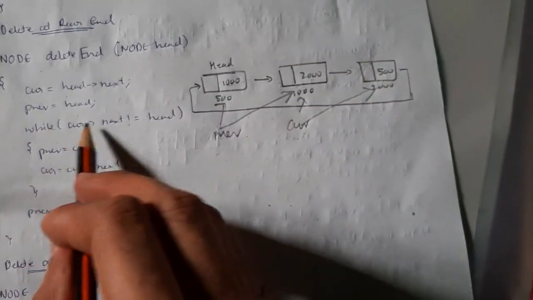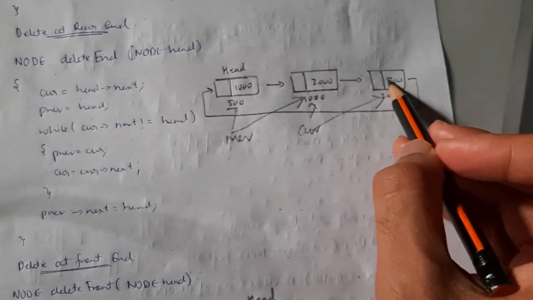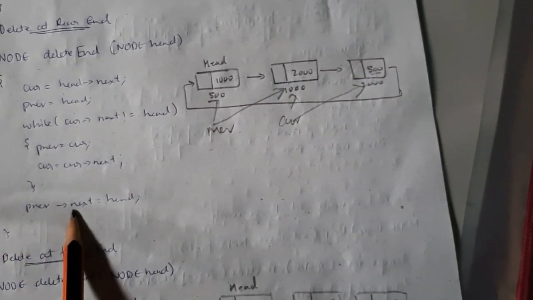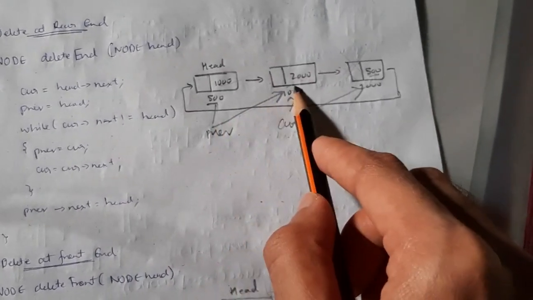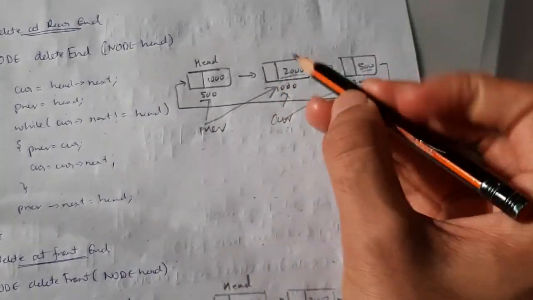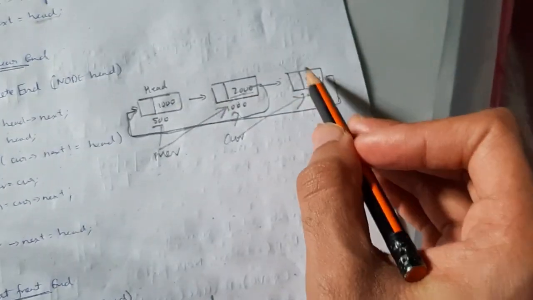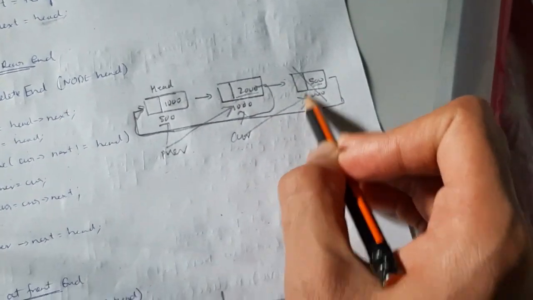Then again it will check, while current arrow next is not equal to head, yes, current arrow next is head, so at that time it will come out of this loop, and previous arrow next is equal to head. So previous arrow next, which is this pointer, will be equal to head, so this will be pointing to head, okay. So in that way I'll free current at last, and this will be deleted from the rear end.